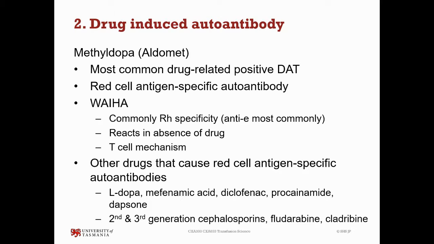And again, it mimics an anti-little e, an auto-anti-little e, and it also reacts in the absence of the drug. So with all of these drug-induced hemolytic anemias, if you get a positive DAT, then the way to treat this and to get rid of the autoantibody is to cease the drug. And once the drug goes, then the issue disappears as well. But Aldomet is different to that because if you withdraw the drug, you still have this autoantibody present. So it's a real annoyance, this autoantibody due to methyldopa.